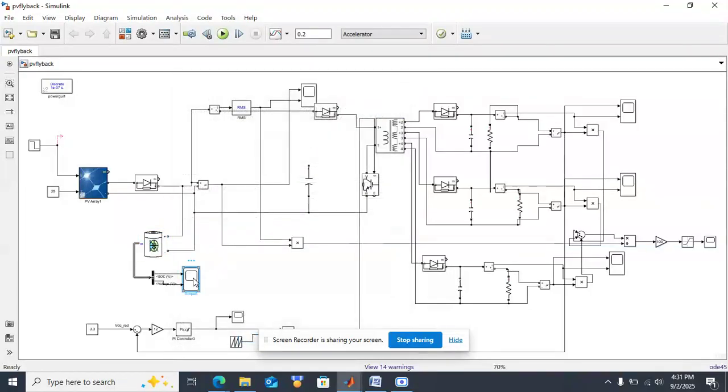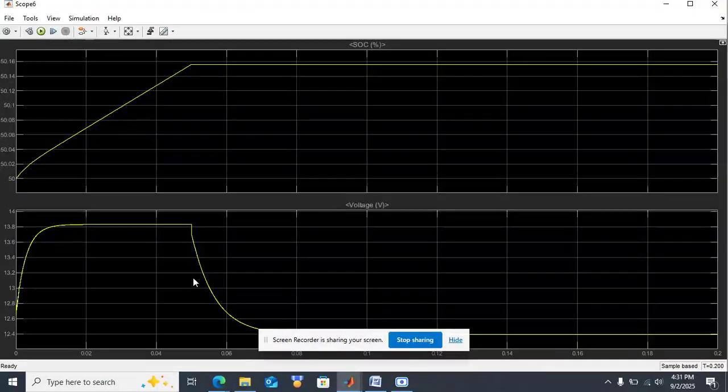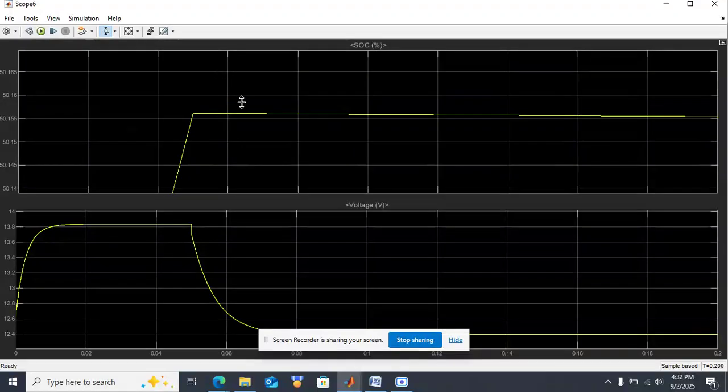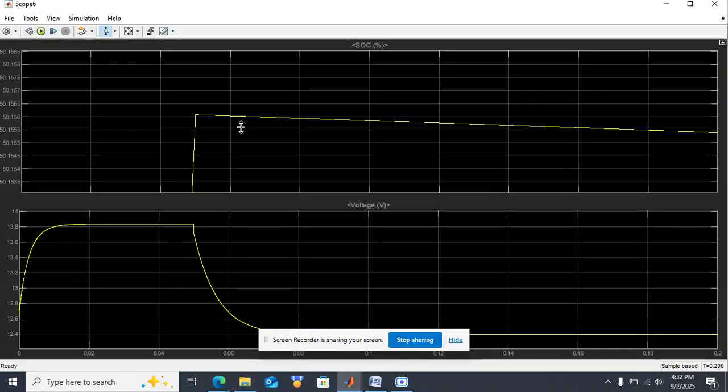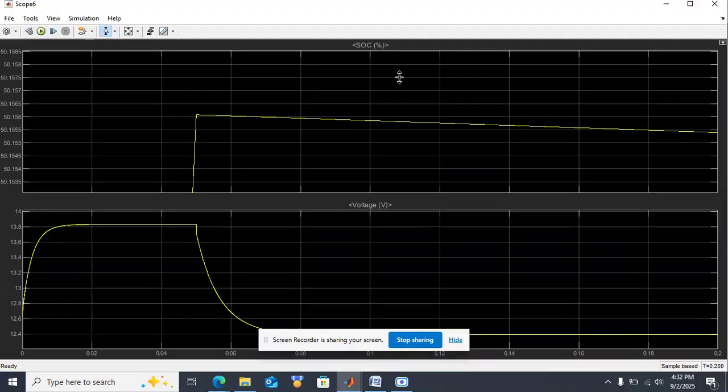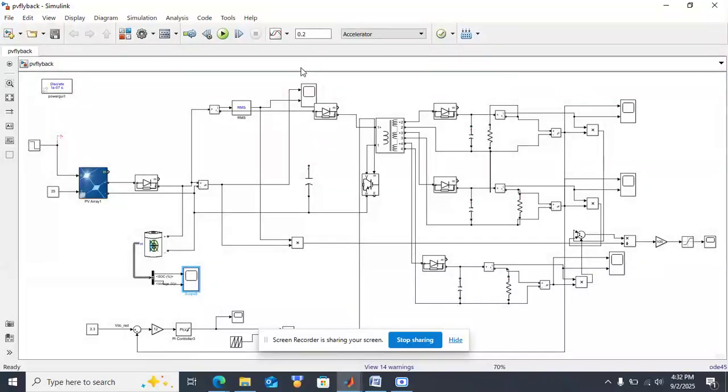In this, if you see, initially the battery was charging, so the SOC is increasing when PV is available. When PV irradiation reduces, PV is not available, so at that time the battery will be discharging. So the SOC, the state of charge of the battery, is decreasing here. This is the input side.